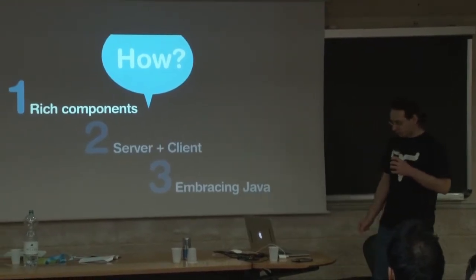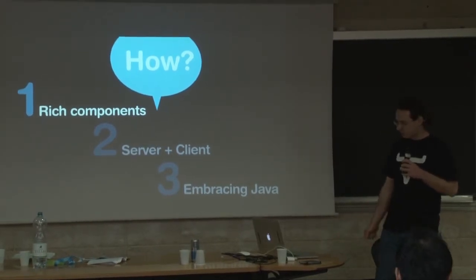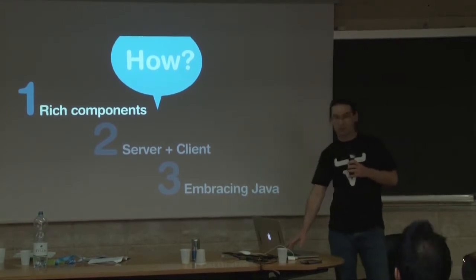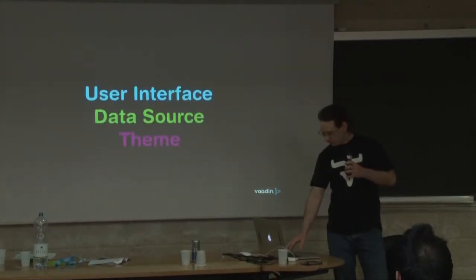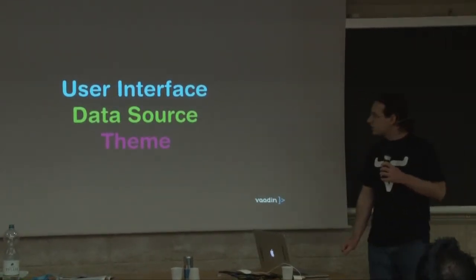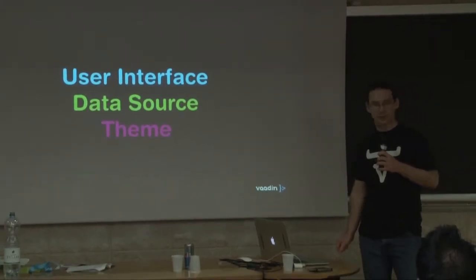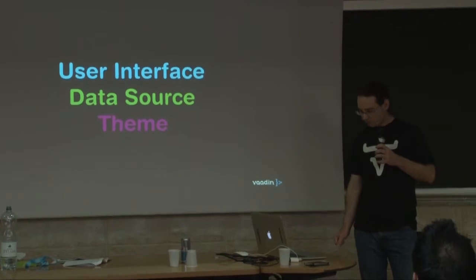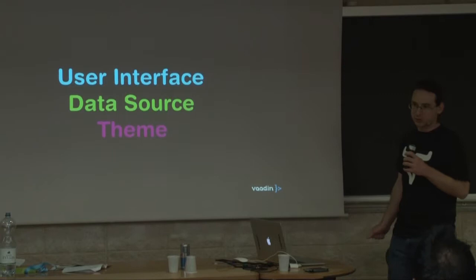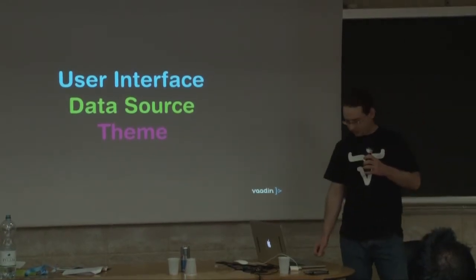So, how does Vaadin provide a solution to this problem? There are three important points about Vaadin. Vaadin has rich components, and that's what we're going to talk about now. Vaadin components have a nice user interface. That's one of their qualities. And then we have the data source model that all Vaadin components use. And then we'll talk about theming as well.